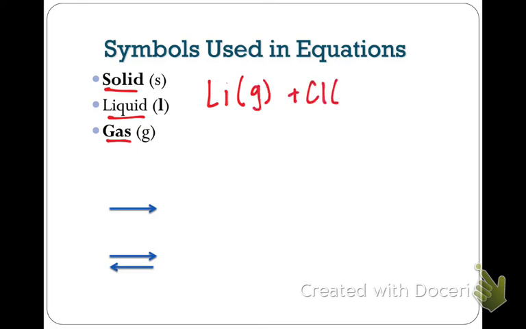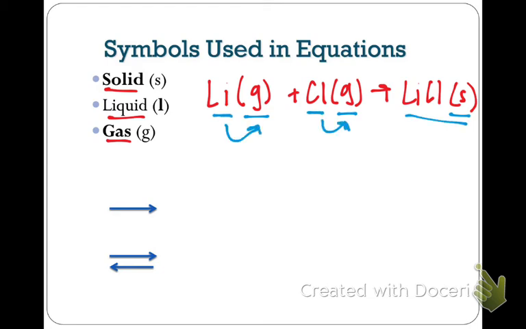When you see a chemical equation written like this, Li plus Cl yields whatever, the single letters listed to the right of that compound or that element give us the state of matter. So this is telling us that lithium in a gas form is combined with chlorine in a gas form, and it yields lithium chloride, which is a solid.